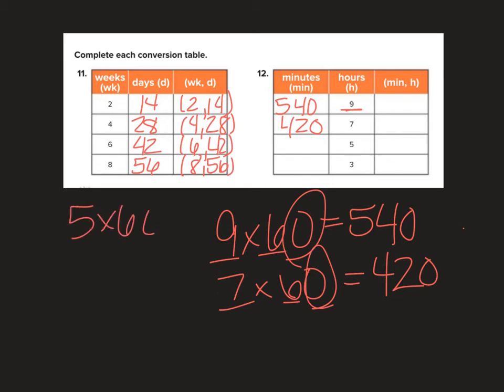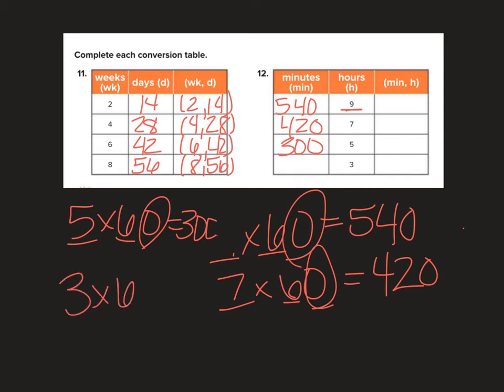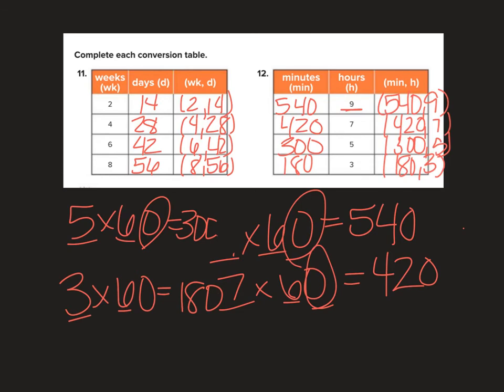5 times 60. 5 and 6 is 30. Add my 0. 300. Okay, and then I have 3 times 60. 3 and 6 is 18. Add my 0. 180. And there are my ordered pairs. You can always pause the video if you need a couple more minutes to take a look.